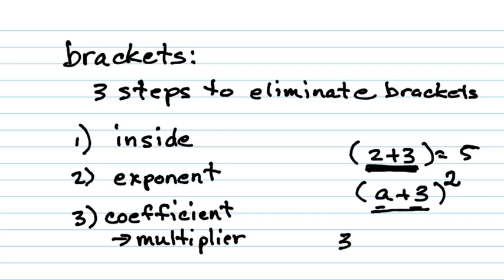Right? Because if you have 3a, the coefficient is 3, right? But what does that literally mean? 3 times a, right? So what happens is that 3 is really multiplied times the a. So coefficient doesn't mean a number. Coefficient means a multiplier, right? But in a term, that multiplier is always a number.